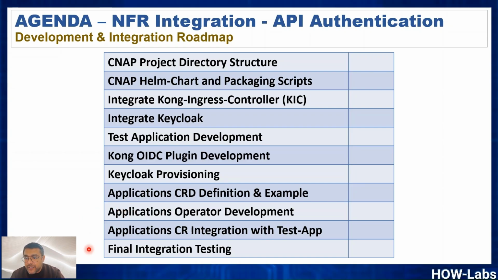And then in the final integration testing, we are going to see how, with a simple change in the configuration, that is just to set true or false for the API authentication capability in the YAML, any application which is deployed on CNAP can enable or disable this NFR capability. And similar to that, for any further NFR integrations, you can use the same YAML for enabling or disabling the required NFR capability as per your application's requirement.